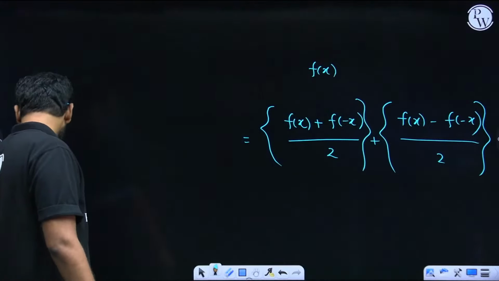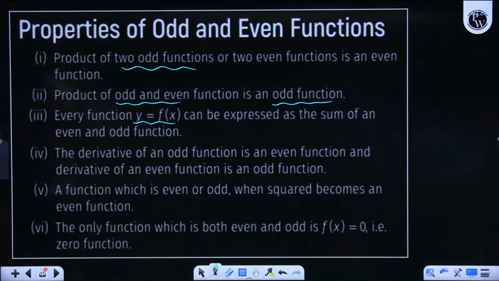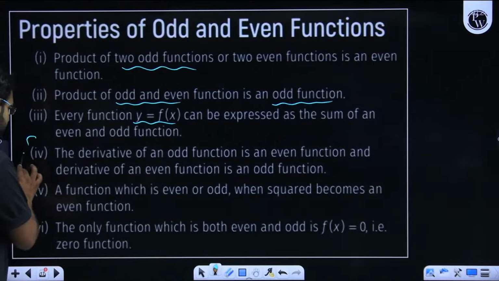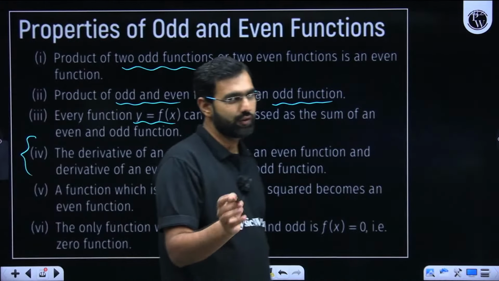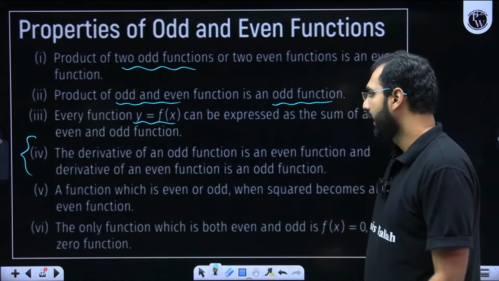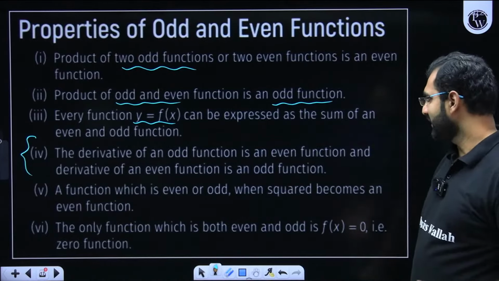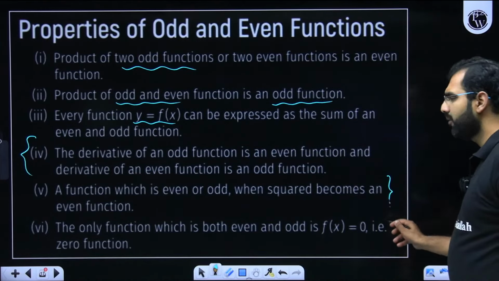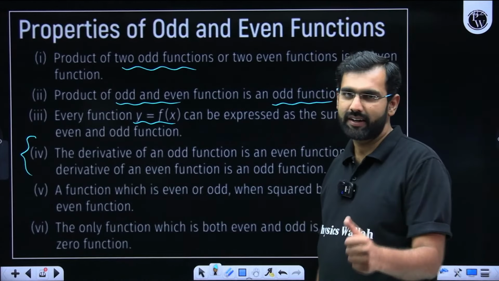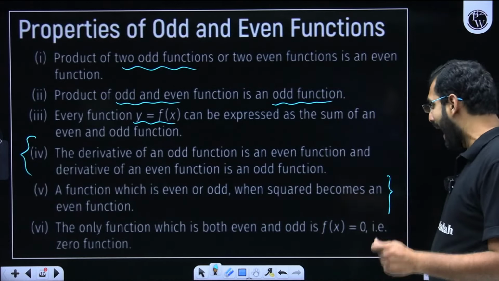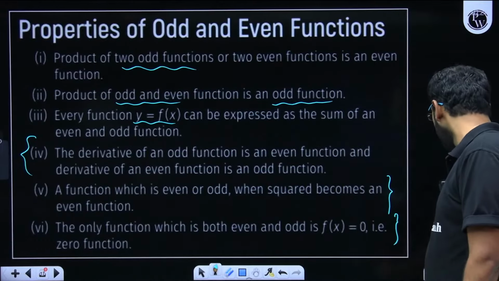Now if I get back to the discussion we were having here, again, the derivative of an odd function is always even, the derivative of an even function is always odd. Remember that. And yes, a function which is even or odd, when squared becomes even, because even into even or odd into odd is even. We already have discussed that. And the only function which is both even and odd is 0.